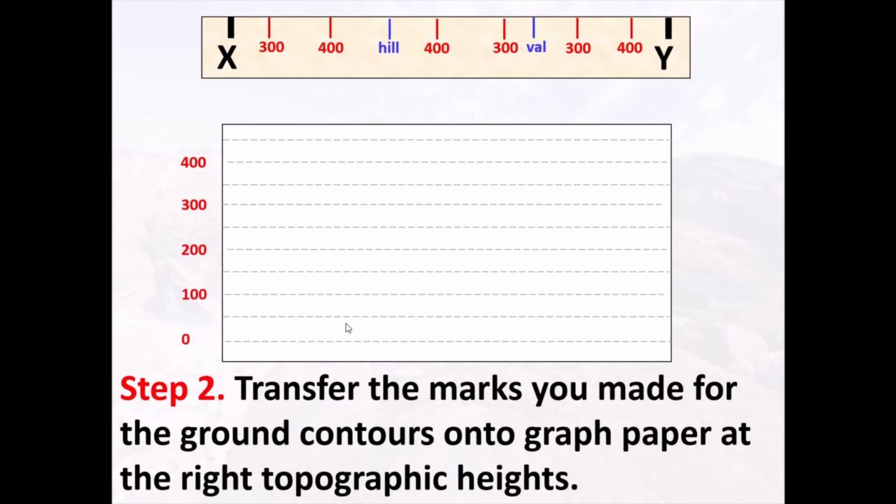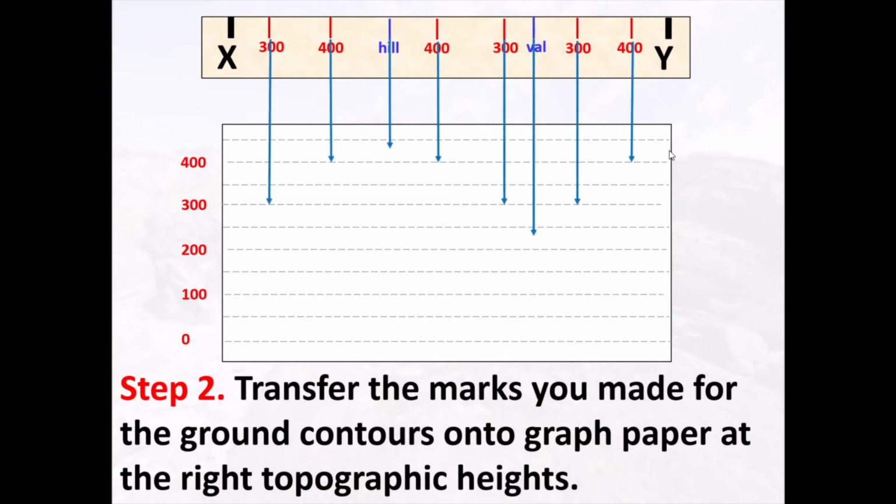Once we have those marks on our strip of paper, then we can transfer those marks to the correct heights on our cross-section panel. And our cross-section panel is denoted by this white box, and on our left hand side is our vertical scale, and then we're just going to drop our topographic heights that we marked on our strip of paper onto the correct heights on our cross-section panel.